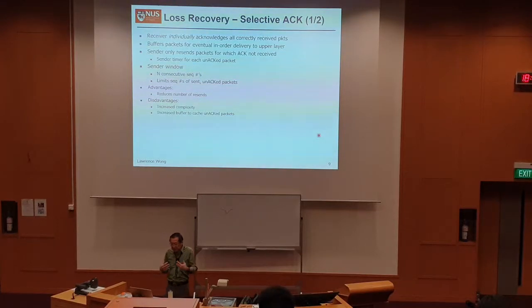So the receiver individually acknowledges all correctly received packets, and buffers packets for eventual in-order delivery to the upper layer, to give it upstairs. Alright. Sender only resends packets for which ACK was not received. Alright, and the sender has a timer for each unACKed packet. There's a sender window of n consecutive sequence numbers, limiting the sequence numbers of sent and unACKed packets. The advantage is it reduces the number of resends. The disadvantage is increased complexity.